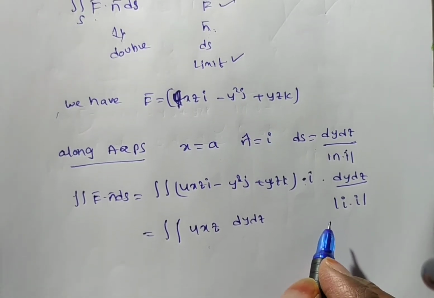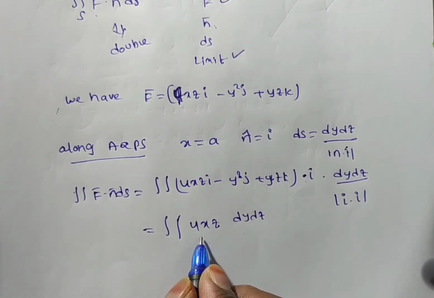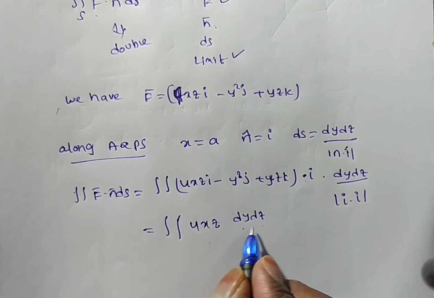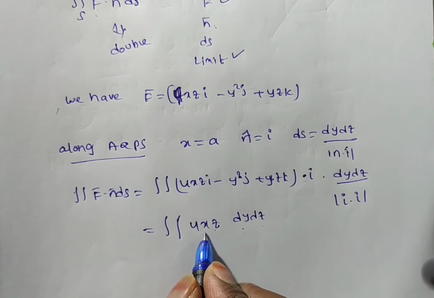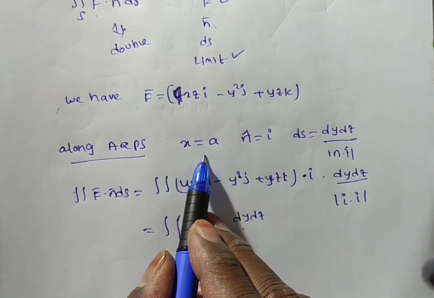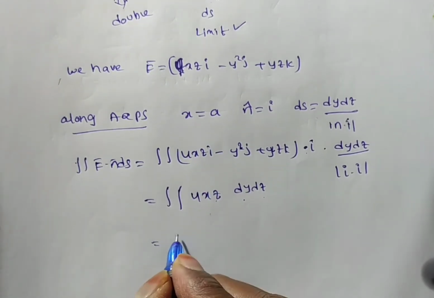Mod 1 is, you will have again 1 only. So we have to integrate this one with respect to what? With respect to y, z we have to do. But here in the integrand, the variable x is there. So in place of x we have to substitute a. Okay na. So here double integral.